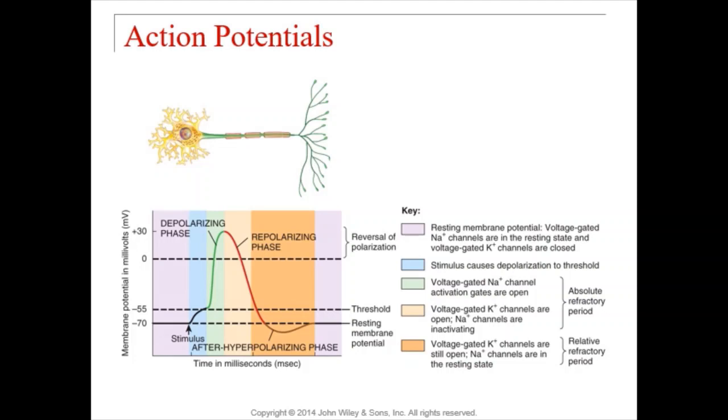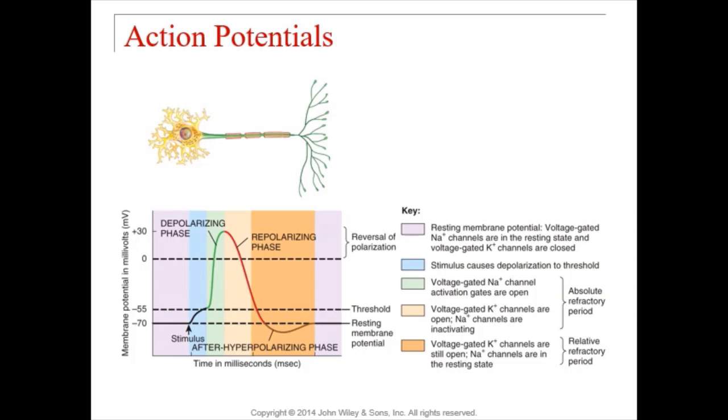And then there's one last step. It's called hyperpolarization. Sometimes your neurons do too much of the repolarization phase. Hyperpolarization is when the cell becomes more negative than its resting membrane potential. That's the brown part of the line you see on the graph.